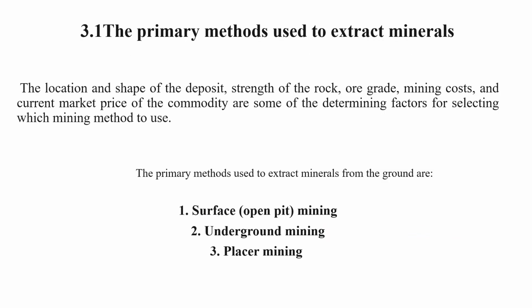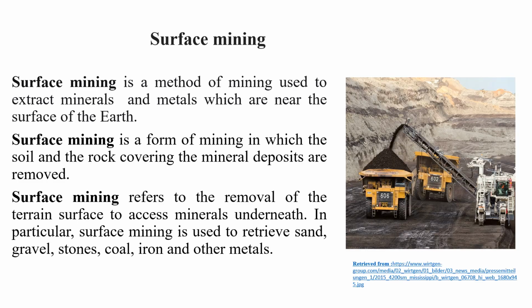So, let's start. 3.1. The primary methods used to extract minerals. The location and shape of the deposit, strength of the rock or grade, mining cost, and the current marketplace of the commodity are some of the determining factors for selecting which mining method to use. The primary methods used to extract minerals from the ground are: 1. Surface or open pit mining, 2. Underground mining, 3. Placer mining.